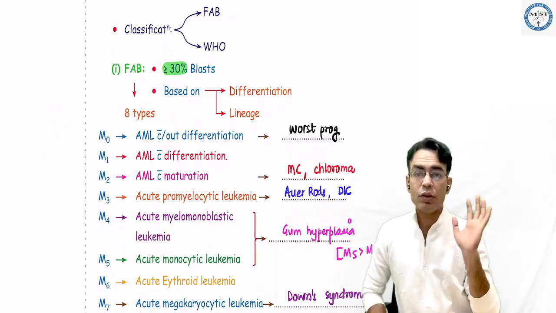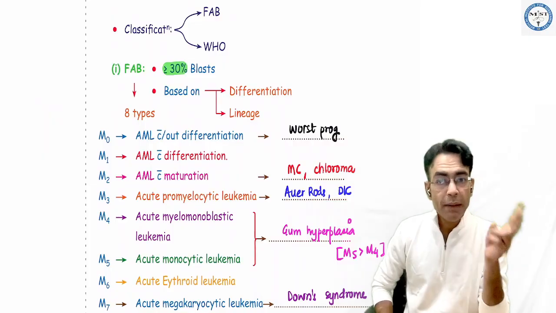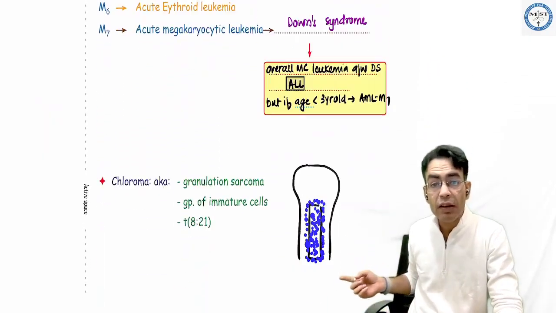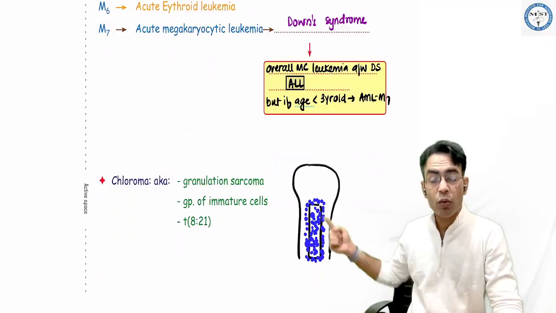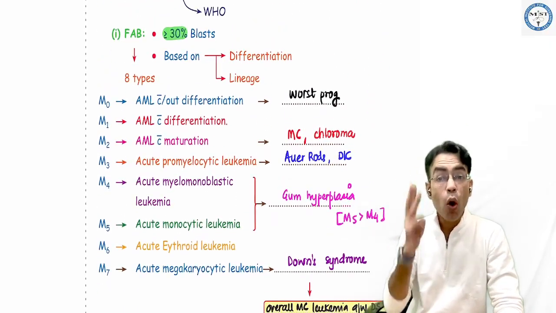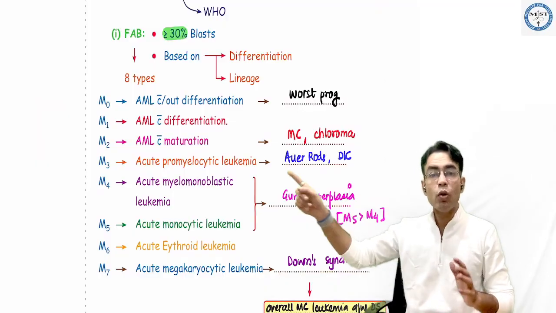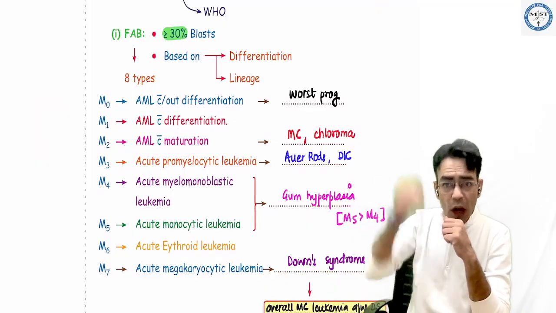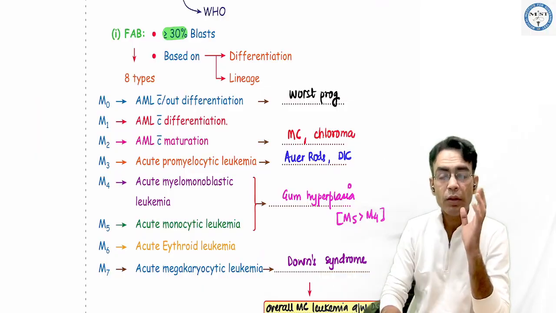Worst prognosis is M0. Most common is M2, which is associated with chloroma. What is chloroma? When the leukemic cells infiltrate the surrounding tissue. This is chloroma. M3: the three-letter disease, DIC, and Auer rod. The hallmark feature of AML, Auer rods, is seen more commonly with M3. M4, M5: gum hyperplasia. And M7 is associated with Down syndrome.